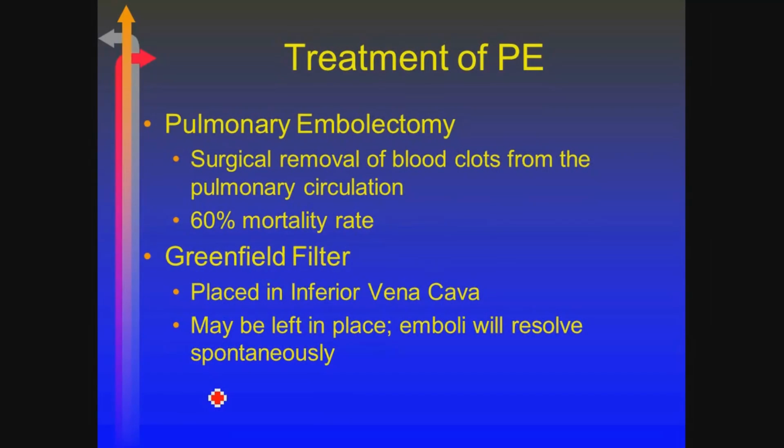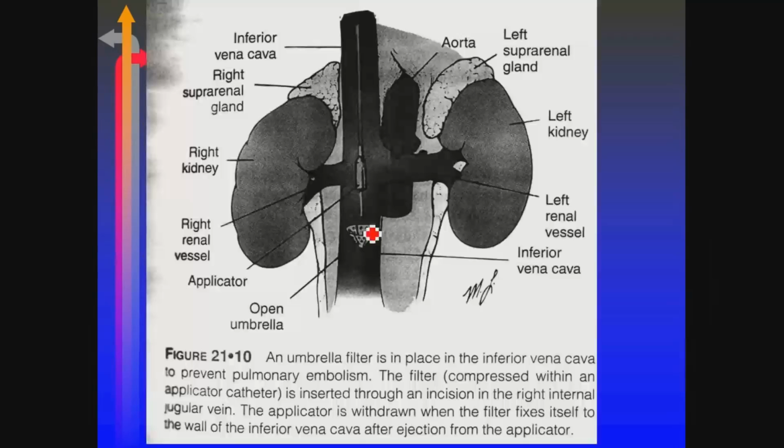There's also what is called a Greenfield filter that is used for patients with recurrent pulmonary emboli. This is basically something that is placed into the inferior vena cava. It's like an umbrella that opens up and captures the embolus as it's coming up and does not allow it to go through.